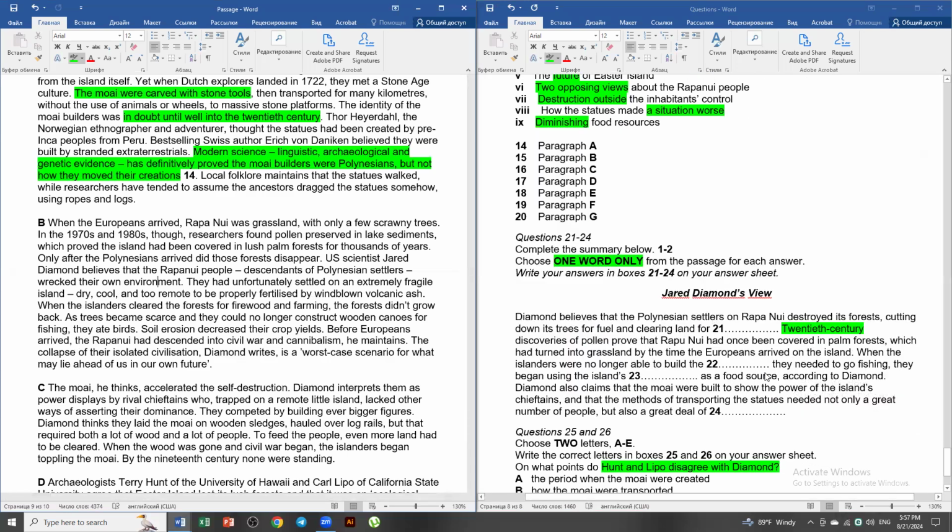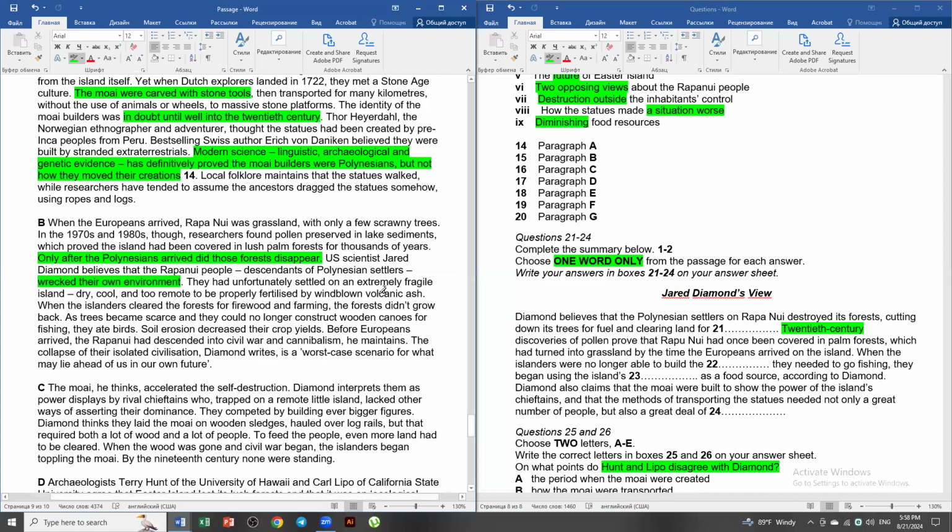It is saying something related to this one. But let's look at more. Only after the Polynesians arrived did these forests disappear. So the Polynesians arrived and the forest started disappearing. The U.S. scientist Jared Diamond believes that the Rapa Nui people, descended from the Polynesian settlers, wrecked their own environment.